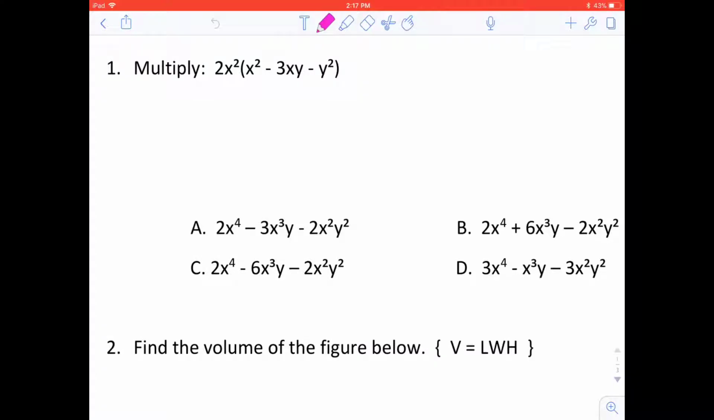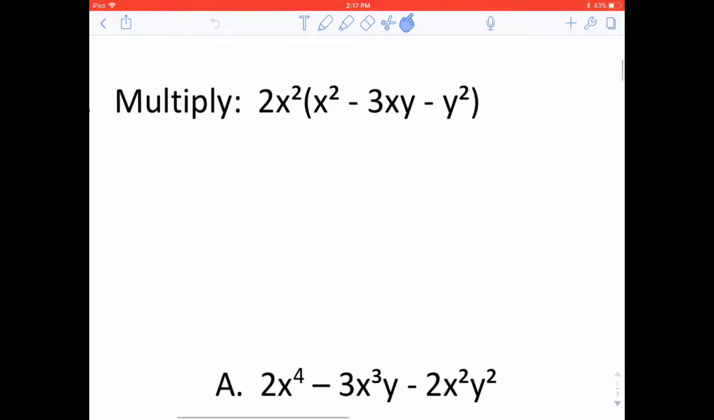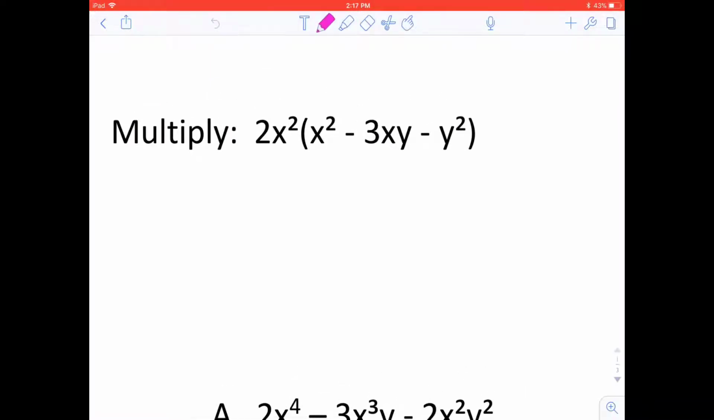Question 1, we're simply going to multiply this here. We'll start with our first terms to multiply. We're going to insert a coefficient there in front of that x squared. Multiply the two coefficients first. 2 times 1 is 2. x squared times x squared is x to the fourth.